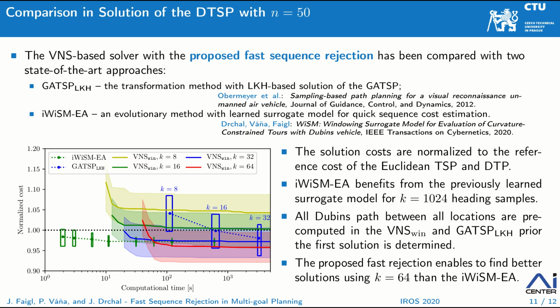What is quite surprising is that even for relatively sparse 64 heading samples per location, in comparison to the surrogate model, the VNS-based solver outperforms the evolutionary method. We are able to provide the best solutions. It is also visible that using the transformational method doesn't really make sense, because it is more demanding and doesn't provide good solutions. It might be possible that an optimal solution of the generalized asymmetric TSP would provide better results. However, it would be very computationally demanding.